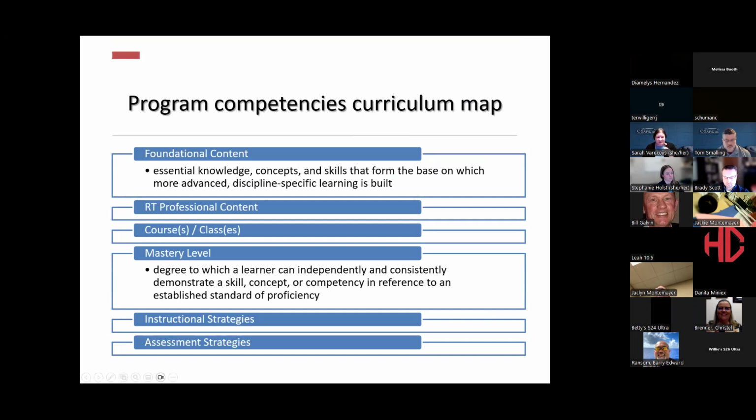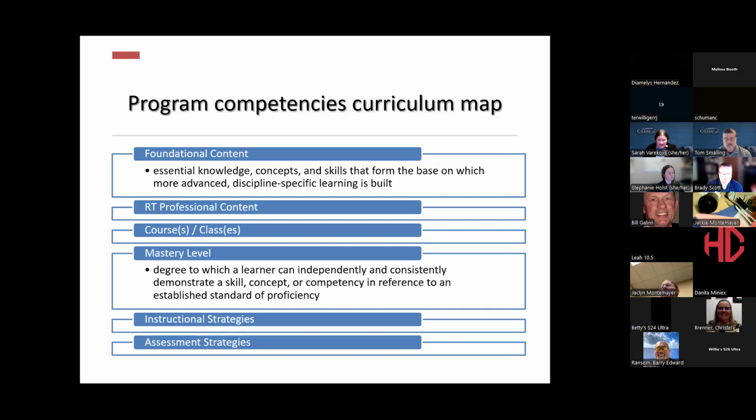You can include as many columns as you wish when you're putting together your curriculum map. COARC suggests that maybe you start with these columns, that you consider mapping these content areas and these types of things in your map to help you with meeting the COARC standards. So a few quick definitions of what some of the columns would be. Tom mentioned foundational content, right? So this would be the essential knowledge, concepts, and skills that form the base on which more advanced or discipline-specific learning is built. So you would start with what is the foundational content.